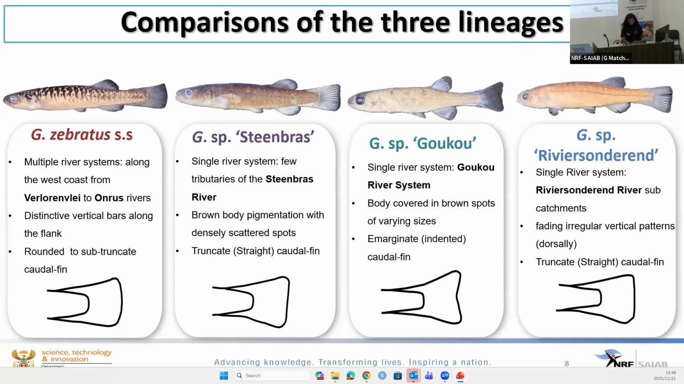Lastly was the Galaxias Rifisonrand, which was also collected from a single river system. It has fading irregular vertical patterns when compared to the distinctive ones in the true zebratus, and a more truncate caudal fin when compared to the Hoku, which is more indented.